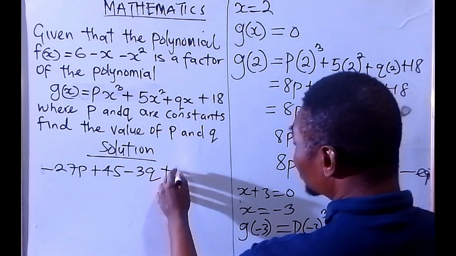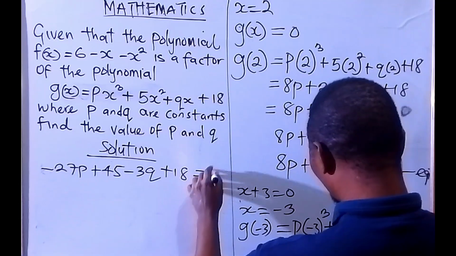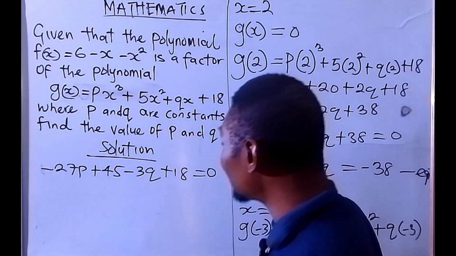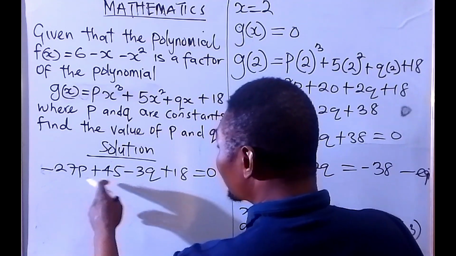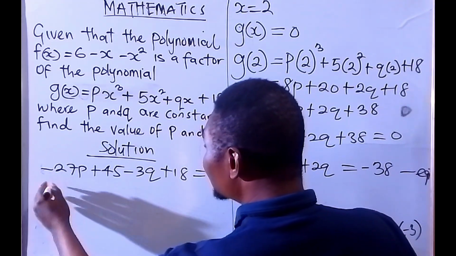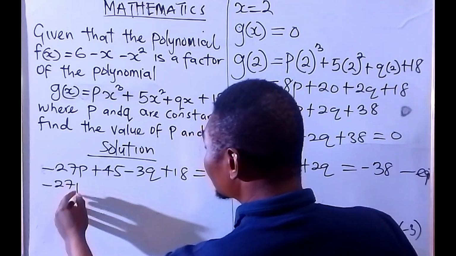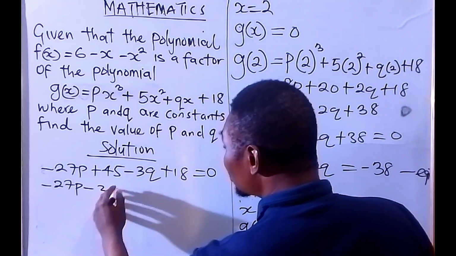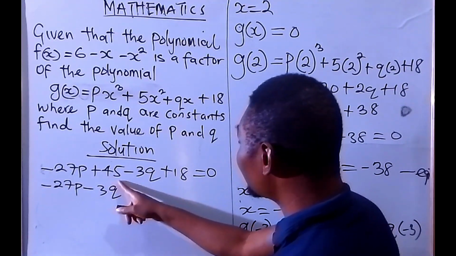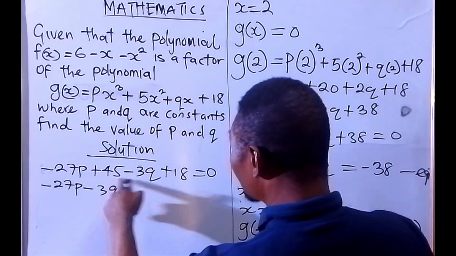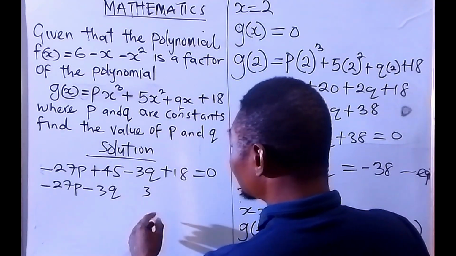Then plus what? Plus 18, which must be equal to 0. So at this point, you can simplify. So here, I'm going to have minus 27p minus 3q. Now 45 plus 18 will be 5 plus 3, here we have 13.